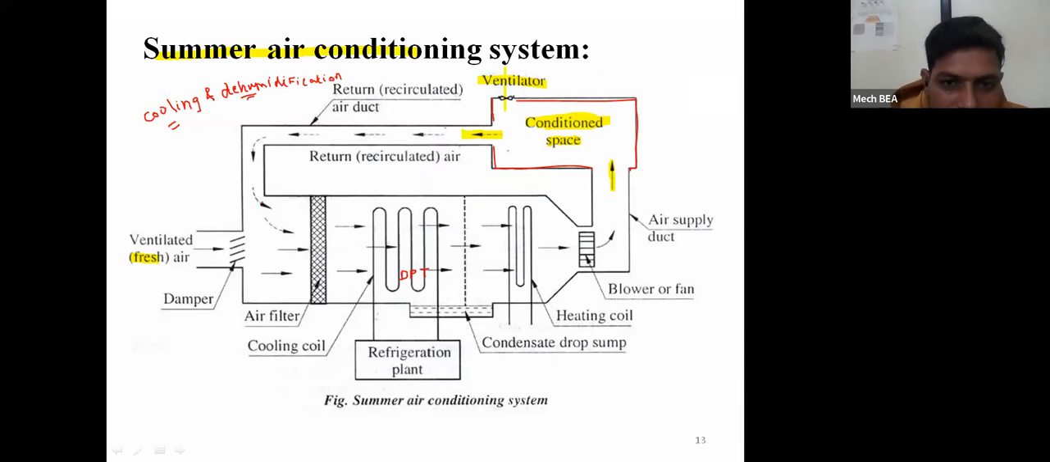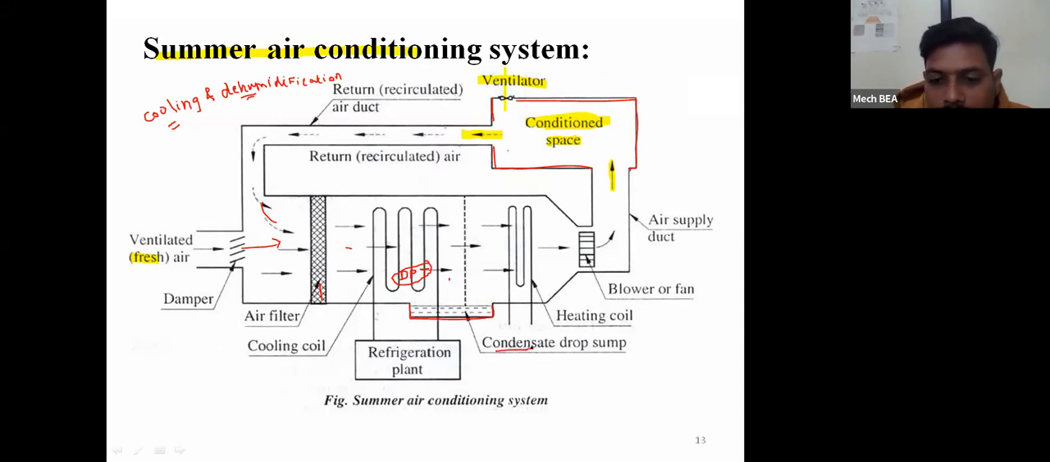Mixed air means recirculated air plus fresh air, and that air will be filtered with the help of the air filter, and then passed over this cooling coil, whose temperature is maintained below the dew point temperature of the mixed air. Because the cooling coil is below the dew point temperature, the moisture particles will condense, and that condensate will be stored with the help of the condensate drop sump.